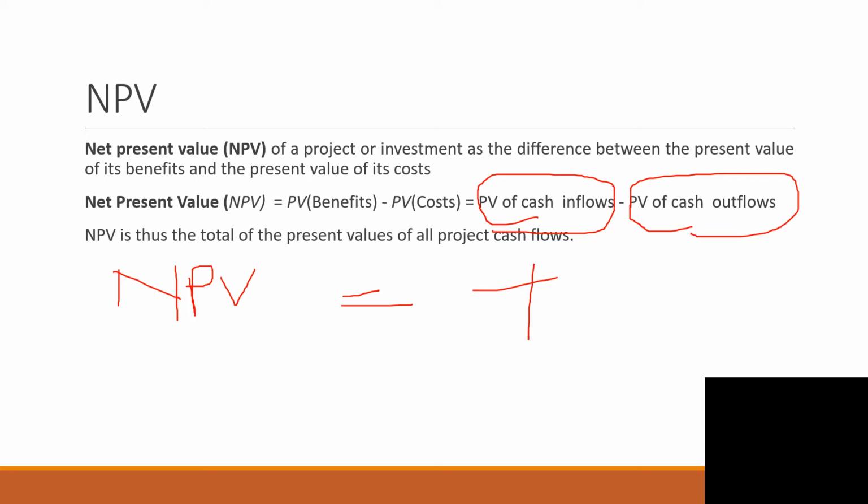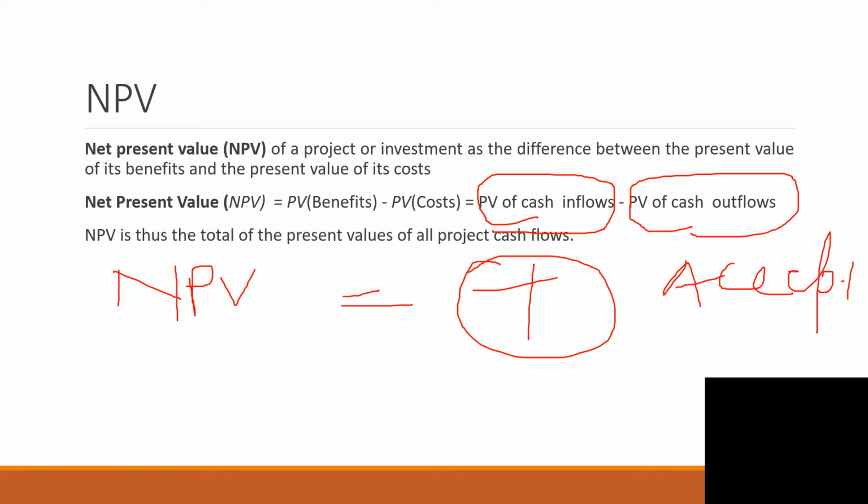The value of the NPV should be positive to be accepted. However, if it is negative, then you must reject the proposal. Simple. If the value of NPV, present value of cash inflows minus present value of cash outflows, is positive, you must accept a project. If it is negative, you shall reject the project.